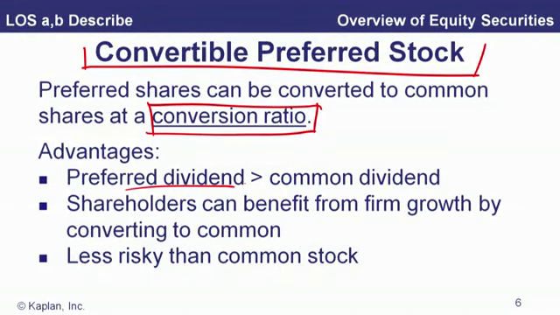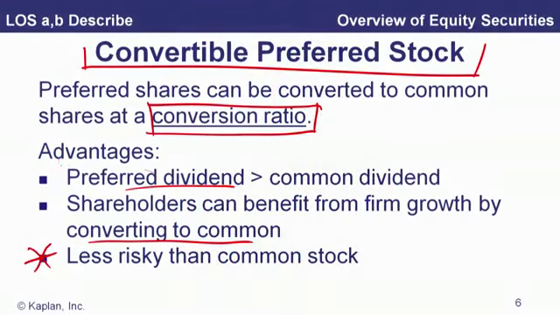But the preferred shareholders can benefit from the firm's growth by converting into common. So if the firm does well, then you convert over. This is generally viewed as being less risky than common shares, because you have some preference in dividends. There's also some bankruptcy things that would give you some preference, but you have the upside potential of the common stock. And the reason this has become so popular is because this is the way lots of private equity would take their position in a firm, with convertible preferred.